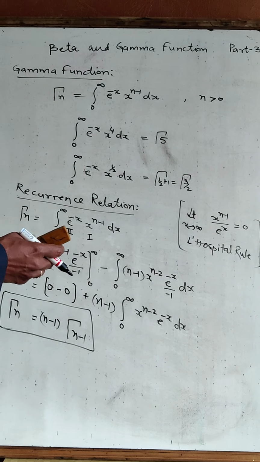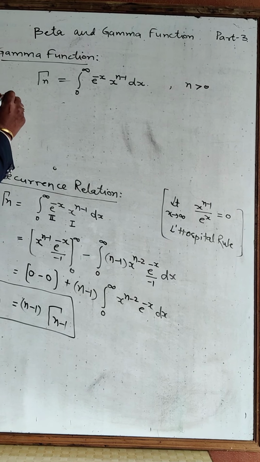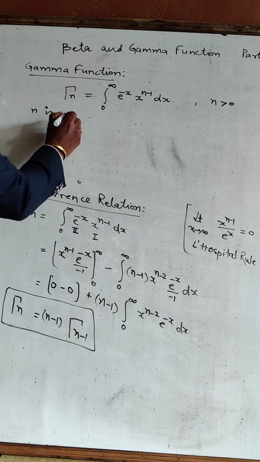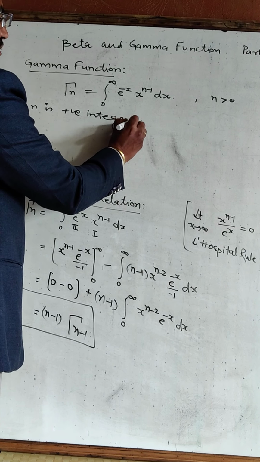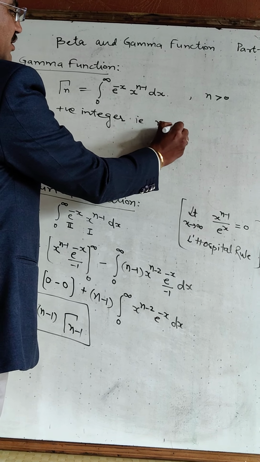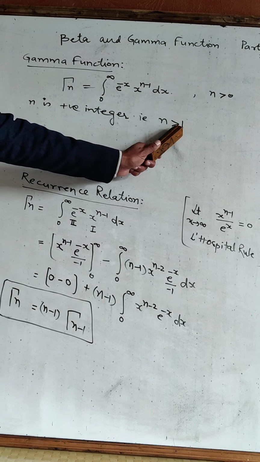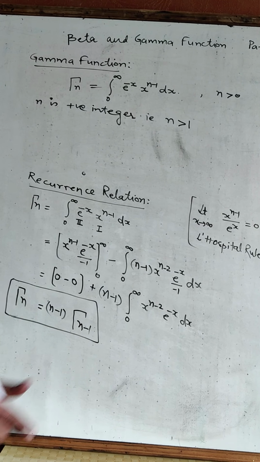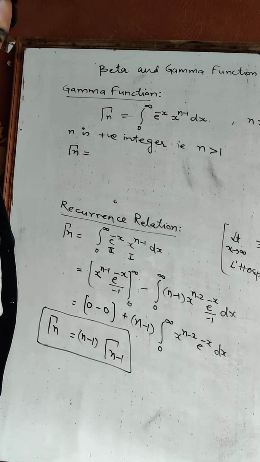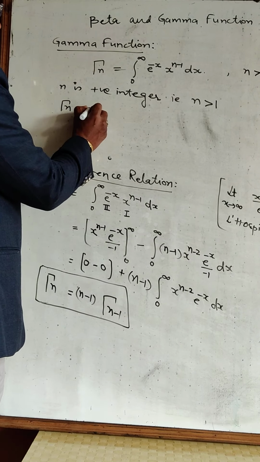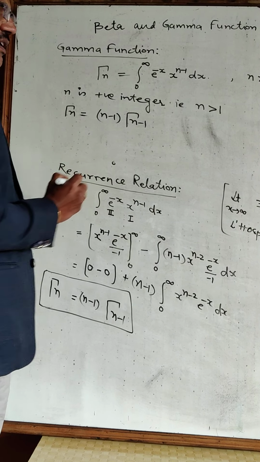Now if we take a special case, when n is a positive integer, that is n is greater than 1, because the first positive integer is 1, then gamma of n, using the recurrence relation, we can write gamma n would be equal to n minus 1 gamma of n minus 1.